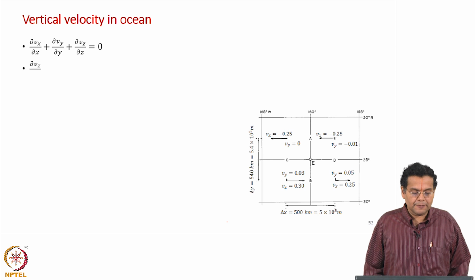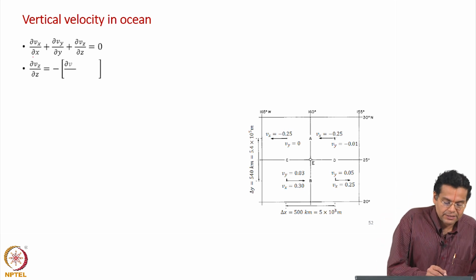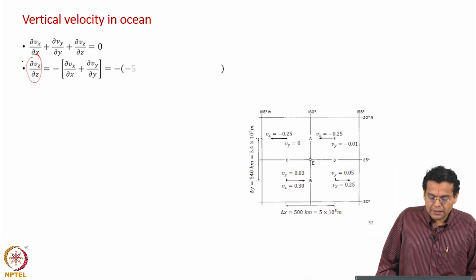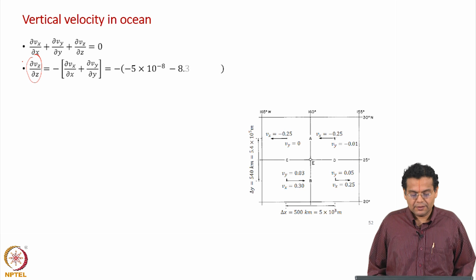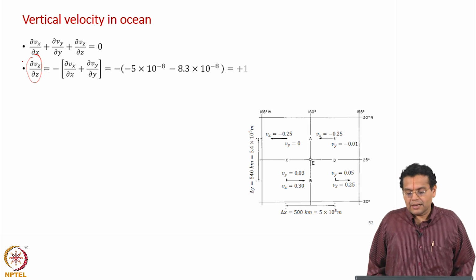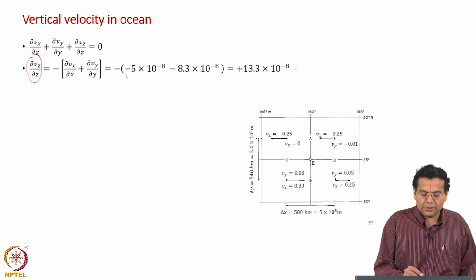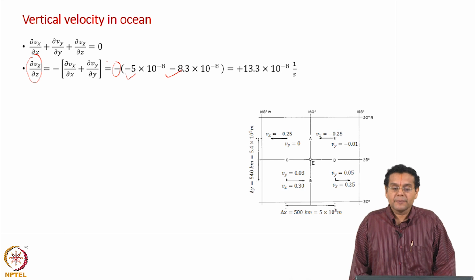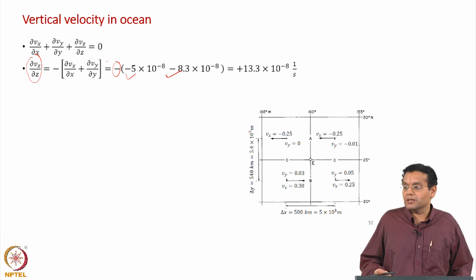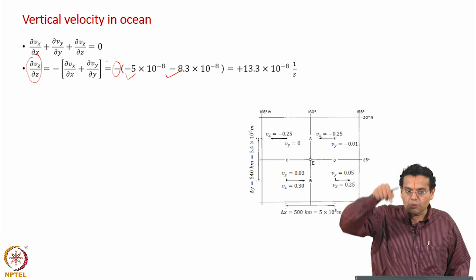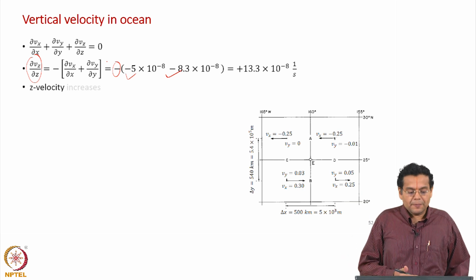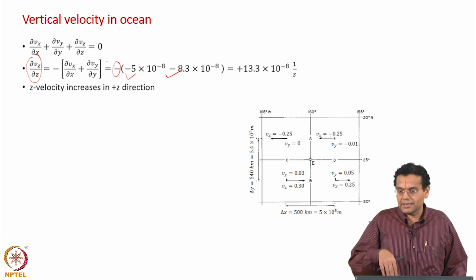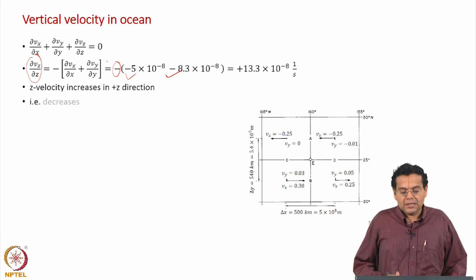So, let us substitute, we will write for ∂Vz/∂z, that is our unknown, as minus (∂Vx/∂x plus ∂Vy/∂y). Substitute the values, that gives us a positive value, because these are negative values, we have a negative sign here. So, the z velocity increases along the positive z axis, which means down the ocean it decreases. The ocean is of course in the negative z direction. If we go down the ocean, the z velocity decreases.